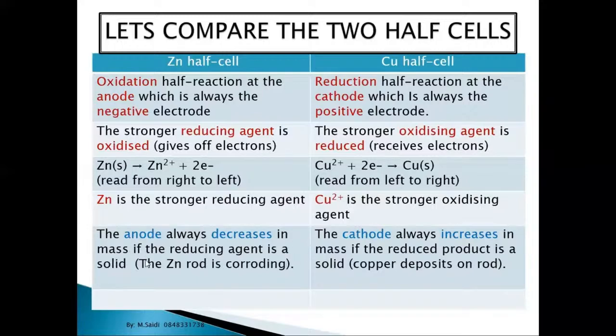I've tried to explain it, that if you look at zinc, because zinc is dissolving into the solution, then the mass must be reducing as long as this electrode is a solid. So it keeps on reducing in size. It is corroded, it starts to disappear. And then they're saying the cathode always increases in mass if the reduced product is a solid.